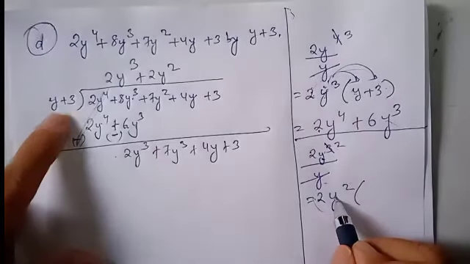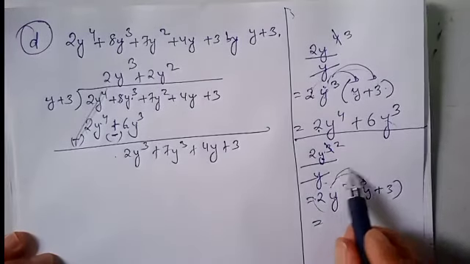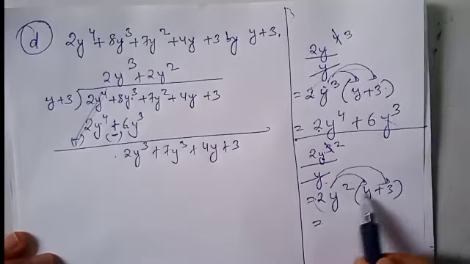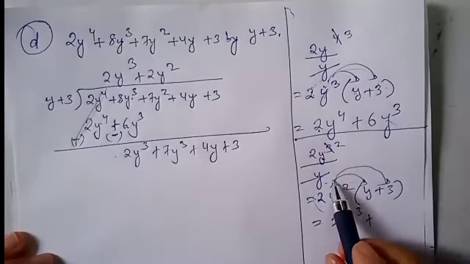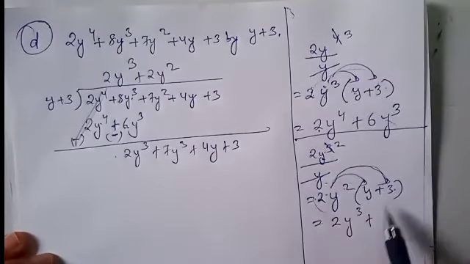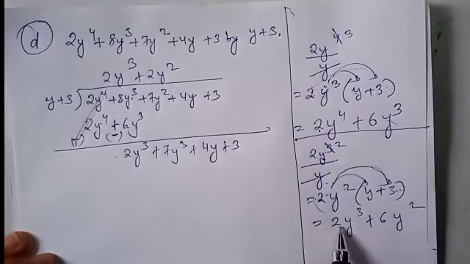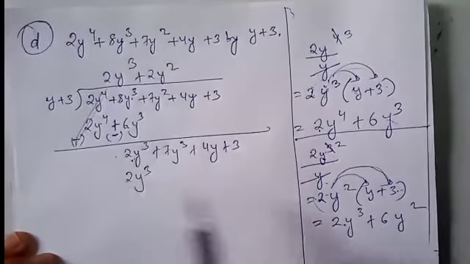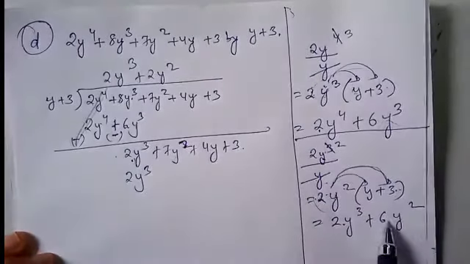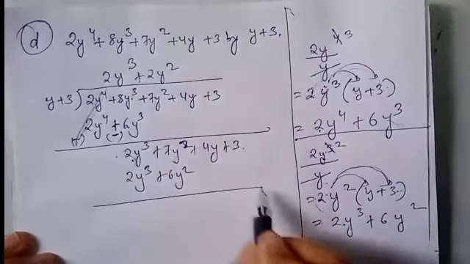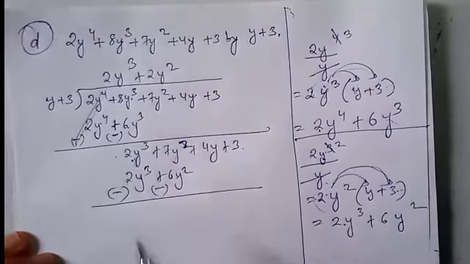Okay, again this answer into the divisor, that is y plus 3. Again 2y squared into y, 2y squared into 3. 2y squared into y: the number we have only 2, and y squared into y is y to the power 3, right? Plus again 2y squared into 3. Number we have 2 and 3, that is 6. Y squared, here we have no y, so this will be 6y squared, okay? You write it here: 2y to the power 3 plus 6y squared, and then now change the sign. 2y to the power 3, this is plus, so change into minus. 6y squared, this is plus, so change into minus, okay?